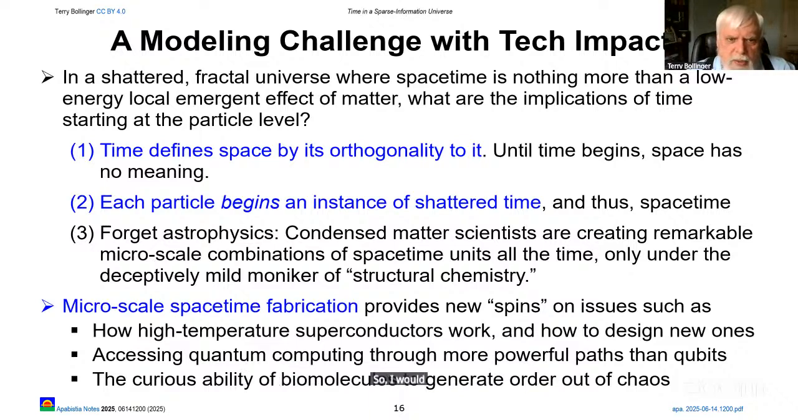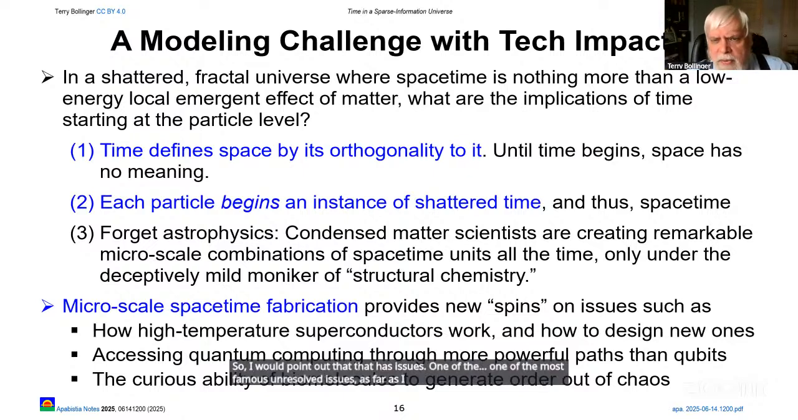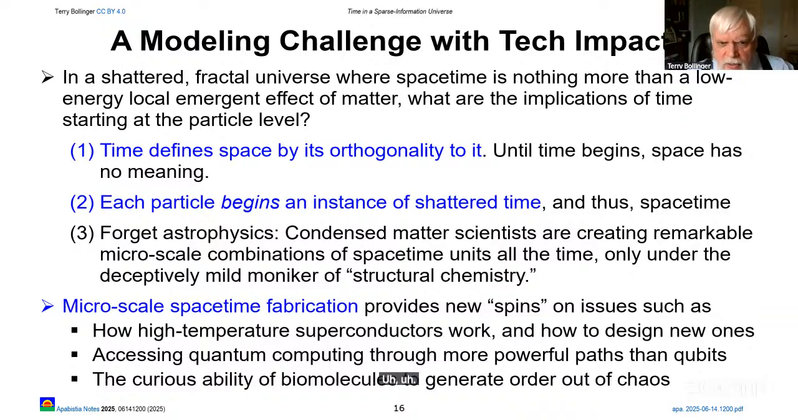So I would point out that has issues. One of the most famous unresolved issues, as far as I know, it's still unresolved: how do high temperature superconductors work? Now, I would put this out almost as a wager. I wouldn't wager on it, but I would put it out as a bet, just saying I think this will eventually come out to be the case. I suspect high temperature superconductors are much better described if we start playing games with the definition of space and time at the particle and molecular level. That is, we're playing with particles that are creating their own little definitions of how space and time work, and those are interacting with other units. So I think high temperature superconductors is one of the more likely areas where the idea of microscale space-time could be a useful tool for making sense of some of these things.